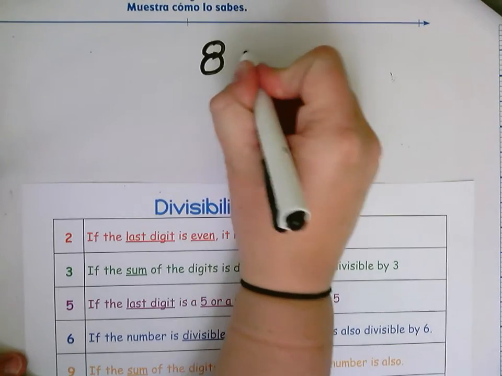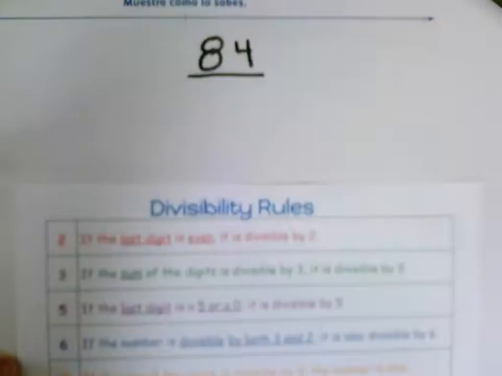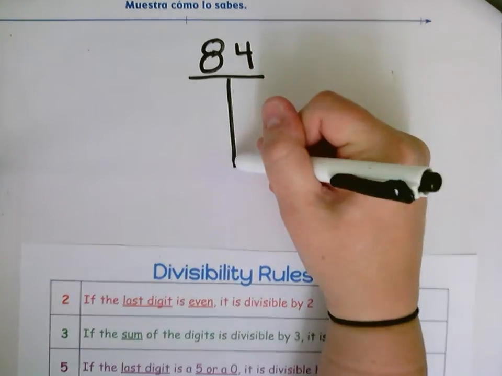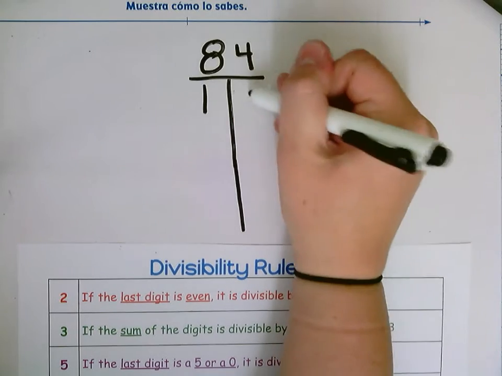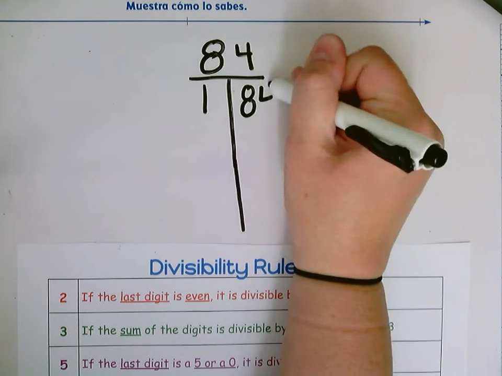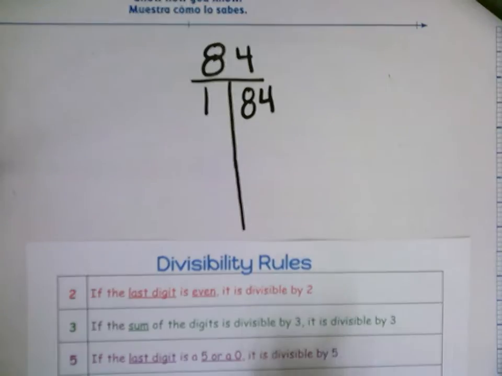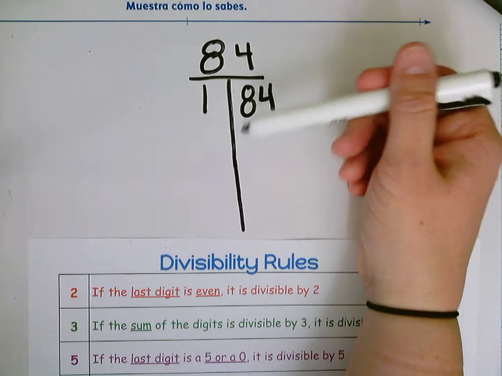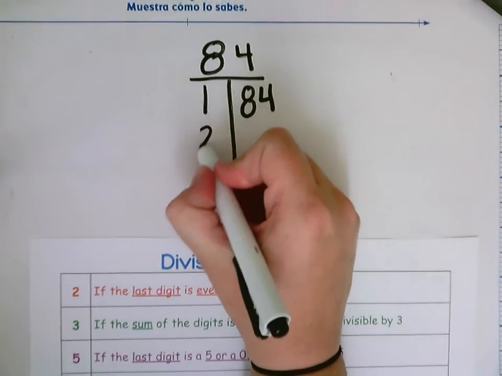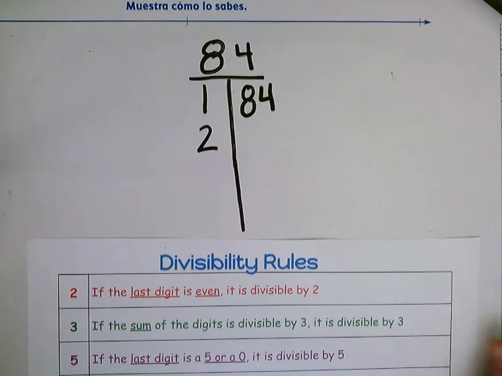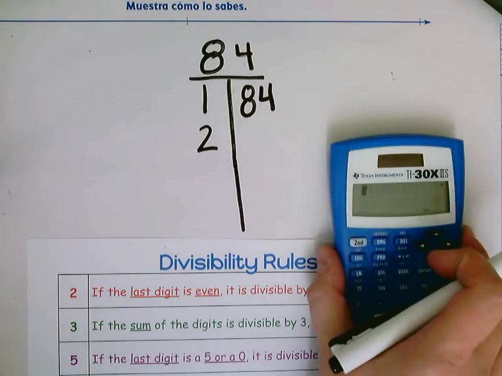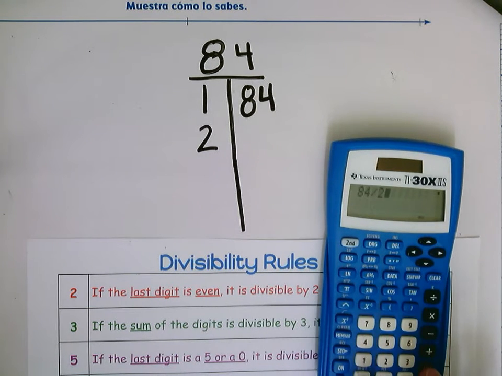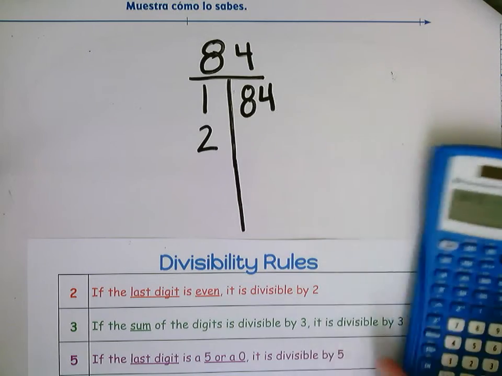So here I have 84. And I'm going to make a T-chart for my factors. I know that every number is divisible by 1. 1 times 84 is my first set of factors. Using my divisibility rules, I see that 84 is an even number, so 2 is going to be a factor of 84. I might not know what times 2 equals 84, so I can use my calculator. 84 divided by 2 equals 42.